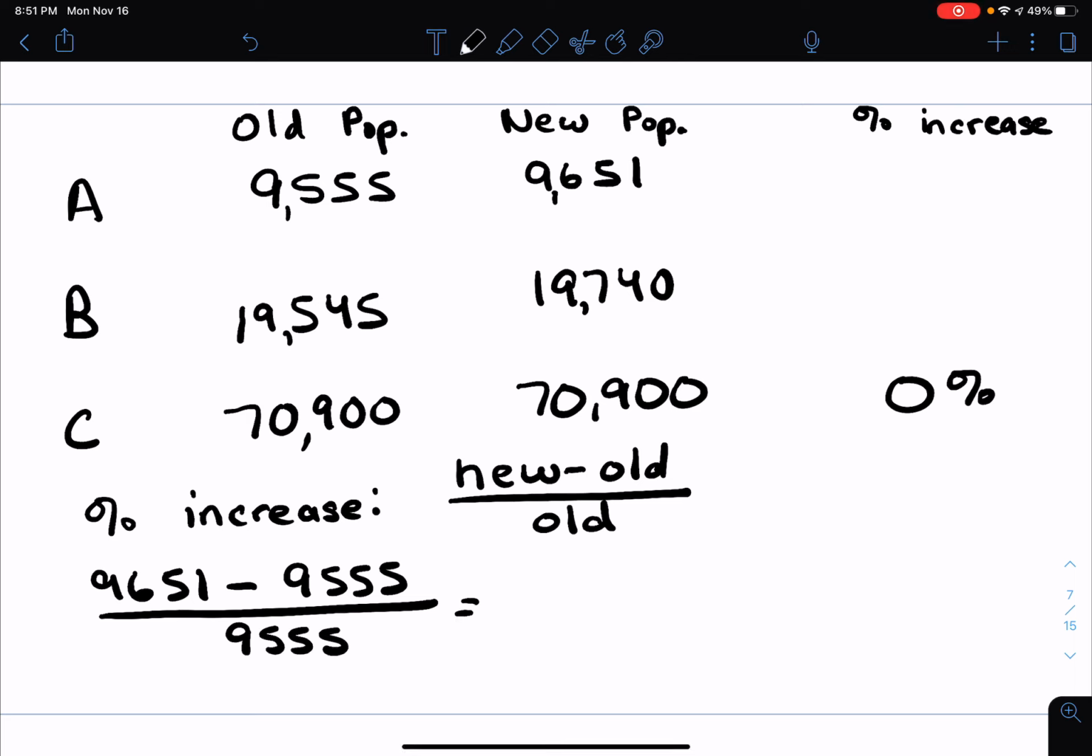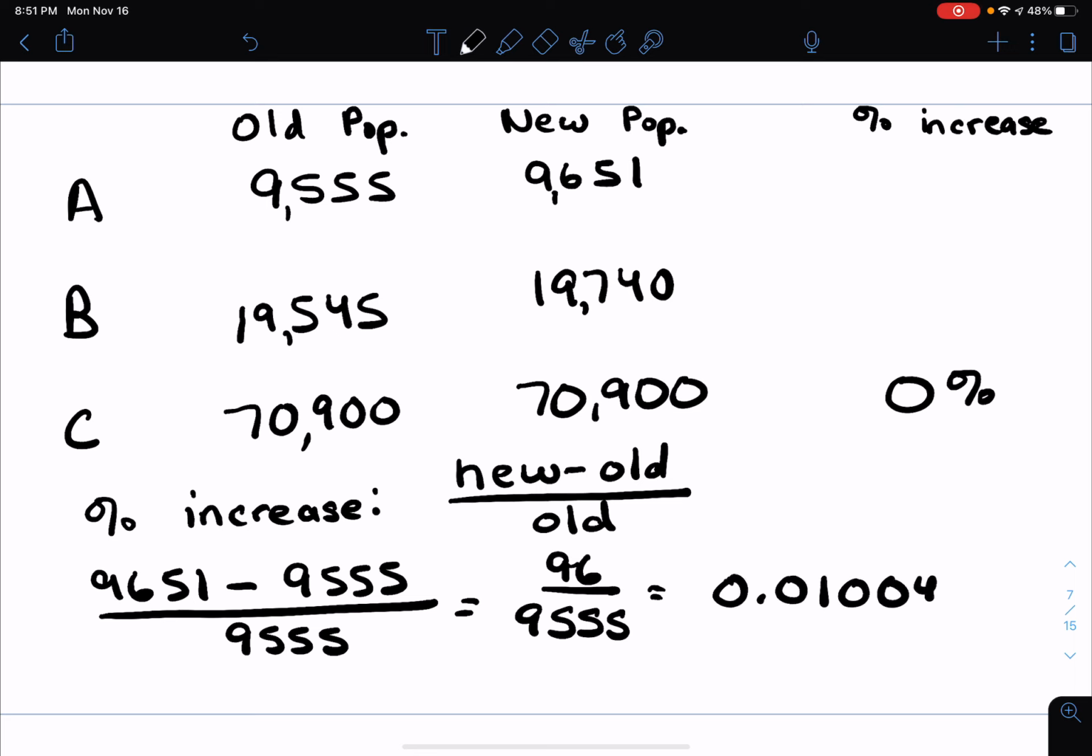Okay, let me pull out my trusty calculator here. Subtract up top, you get 96 over 9555. Then divide that by 9555, and you get a decimal. This is the decimal version, but then you want to change that to a percent. So we'll go ahead and write that as 1.0047%.